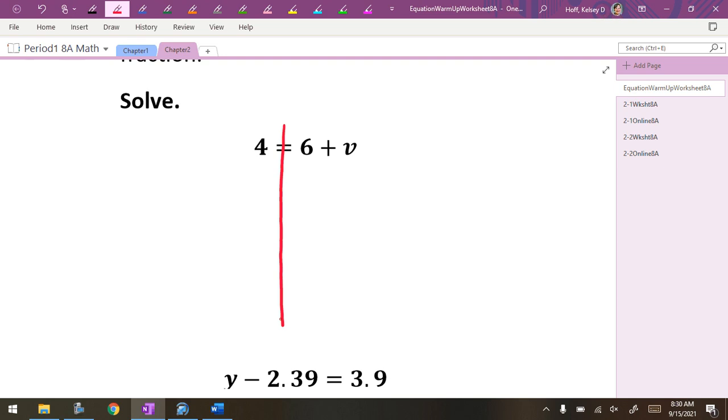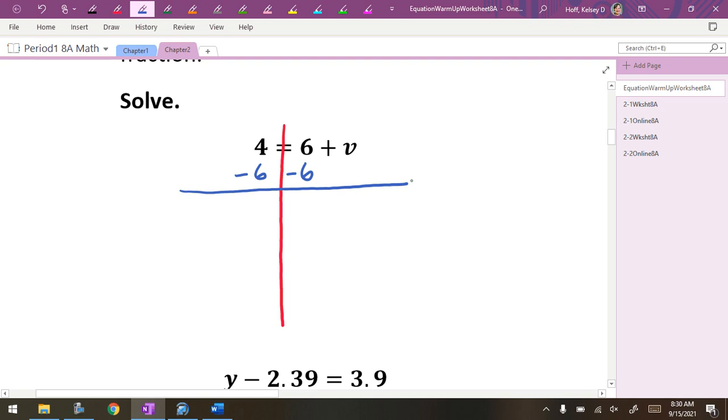Okay, right now there's a positive 6 there. And it's positive because there's no sign in front of it. The opposite of a positive 6 is a negative 6, or subtraction. So you're going to show me, I'm going to subtract 6. Whatever you do to one side, you have to do to the other. So on the other side of the line, we are going to subtract 6. Draw a big equal bar.